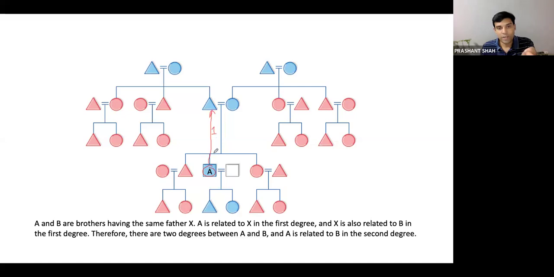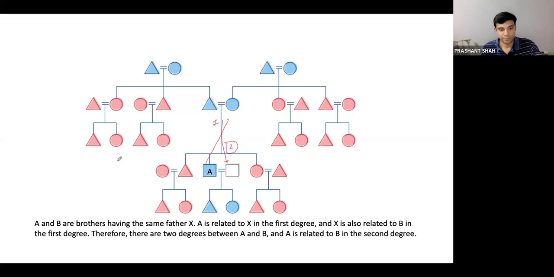Now, how many degrees are A and his brother or sister related to each other? You have to go to the common ancestor. So here are the common ancestors: degree number one and then degree number two. So A and his brother and sister are related at how many degrees? Two. Now this is a very common question which comes in the examination.